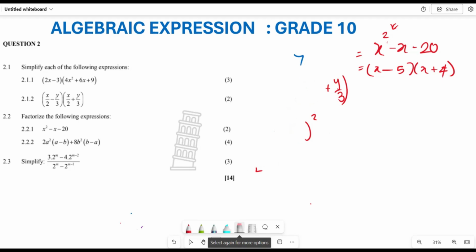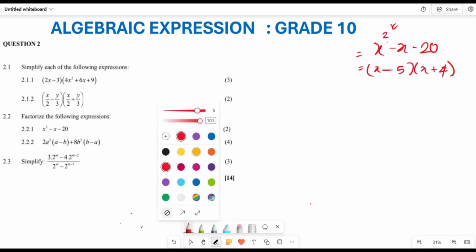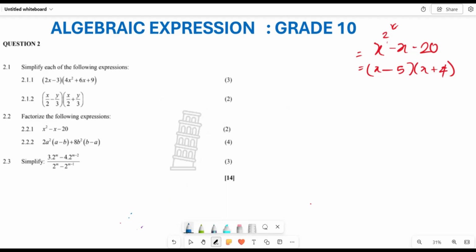Now let's look at our question 2.2.2, right? This is 2.2.2. Yes. Here you are having how many marks? This is 4 marks. I want us to check what you can do from here. Now, look, this is given by 2a squared into bracket a subtract b, plus 8b squared into bracket b subtract a.